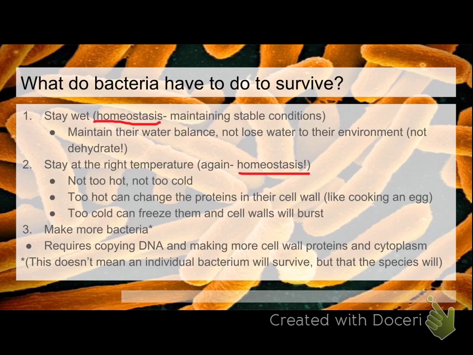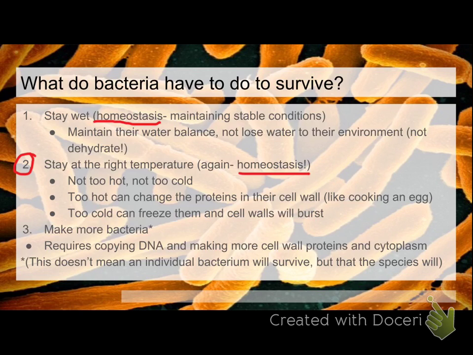Okay, so they have to stay wet. They have to maintain their water balance. Just enough water, not too much water. They also have to stay at the right temperature. Not too hot, not too cold. You do this through sweating and shivering. Guess how bacteria do it? They can't do a thing. Guess what happens if they get too hot?